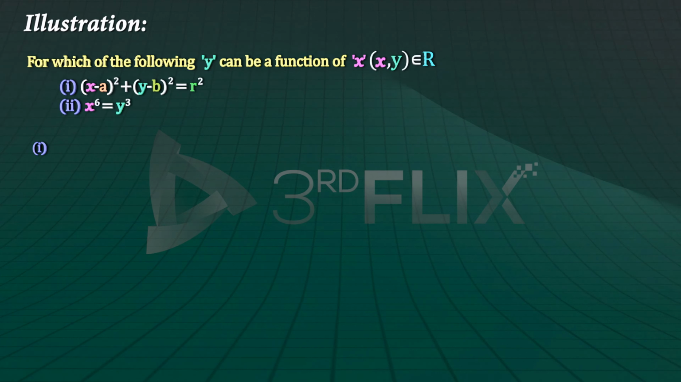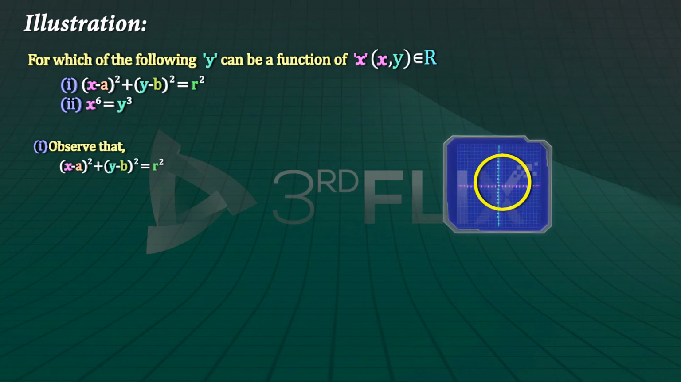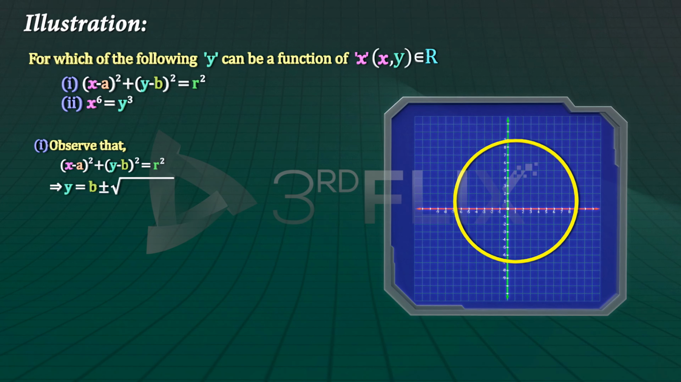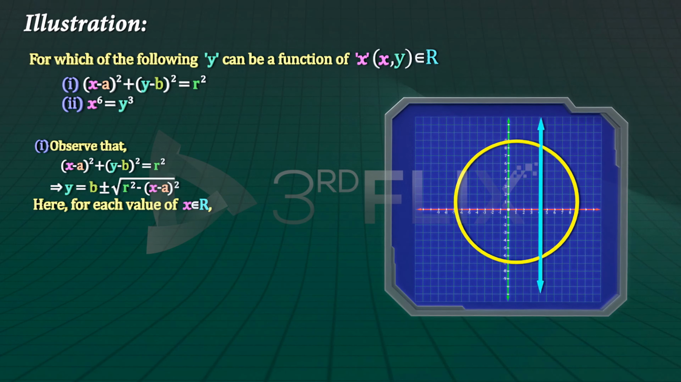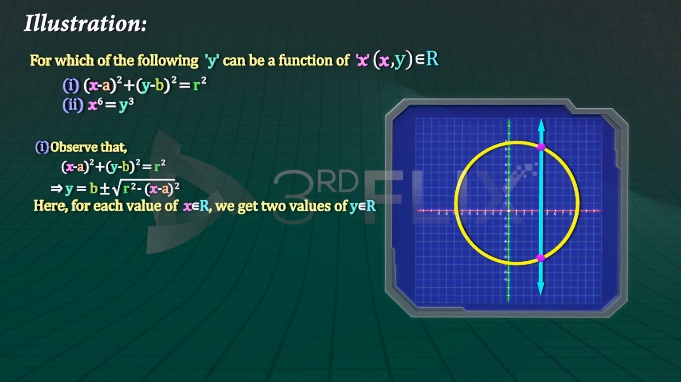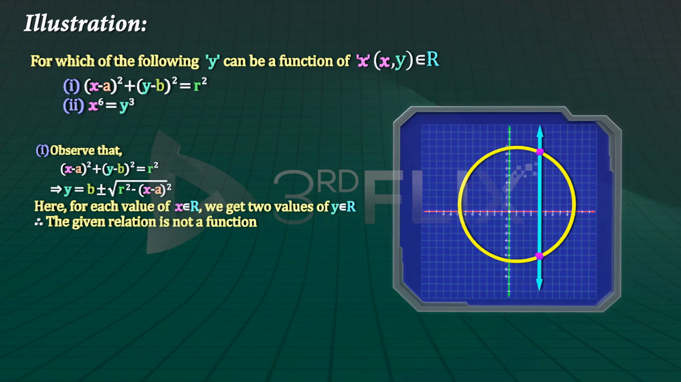1. Observe that (x minus a) whole squared plus (y minus b) whole squared equals r squared implies y equals b plus or minus the square root of r squared minus (x minus a) whole squared. Here, for each value of x belonging to R, we get 2 values of y belonging to R. Therefore, the given relation is not a function.